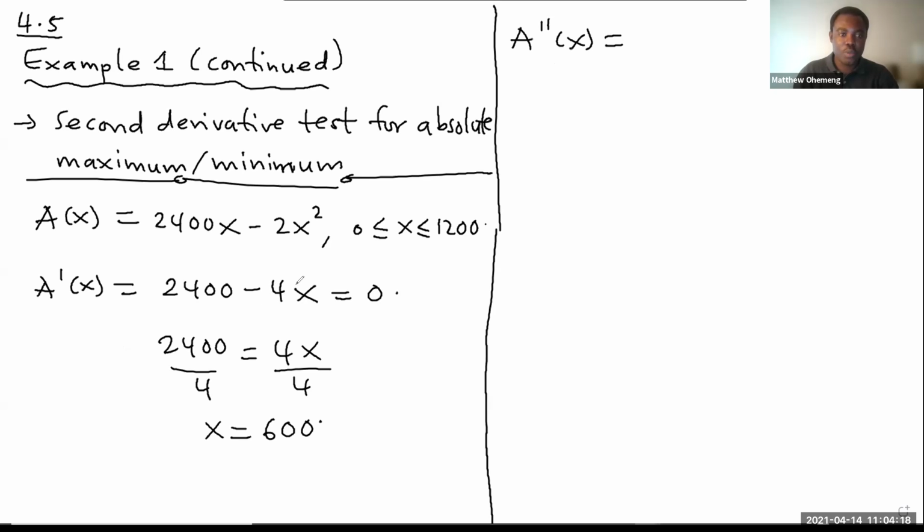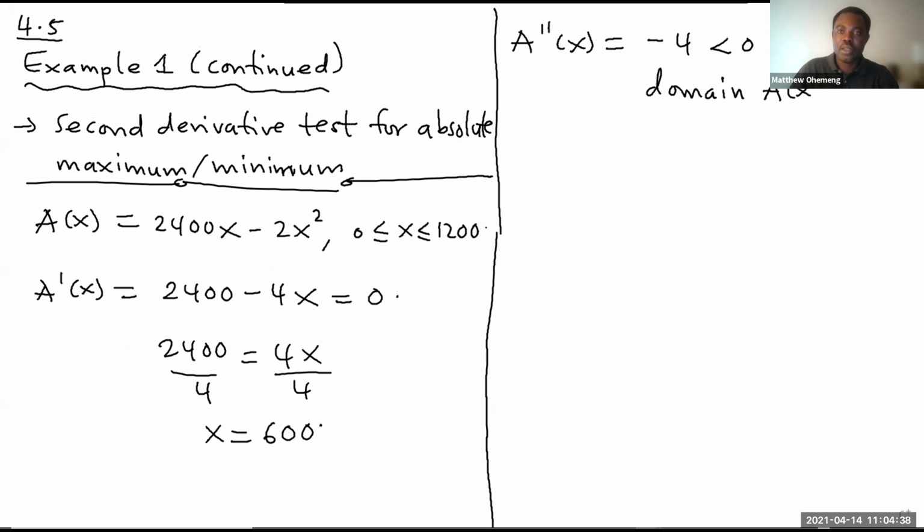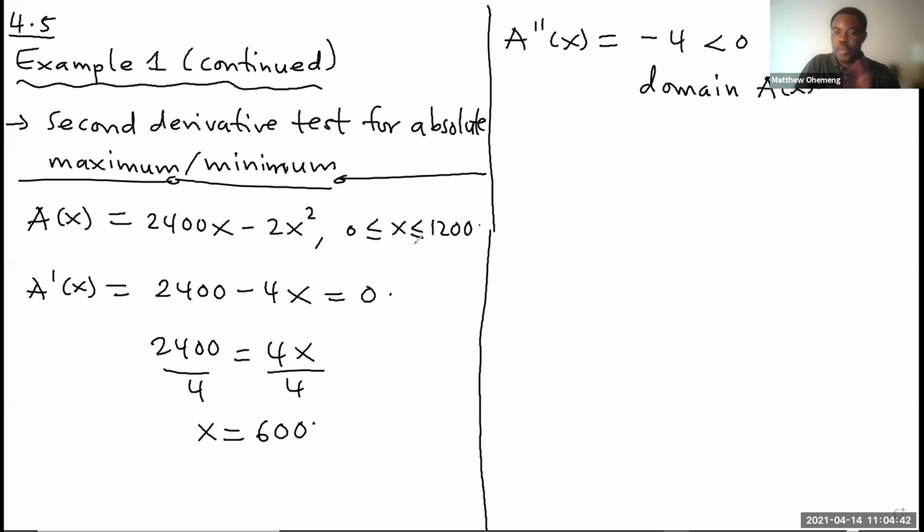And that's just going to be the 2400 go to 0 since it's a constant, and the negative 4x, so you have negative 4. Now, when you get this result, you can see that the negative 4 is what? It's negative for the domain of A of x. It's always negative, no matter what x value we plug in from 0 to 1200, it's always going to be negative.